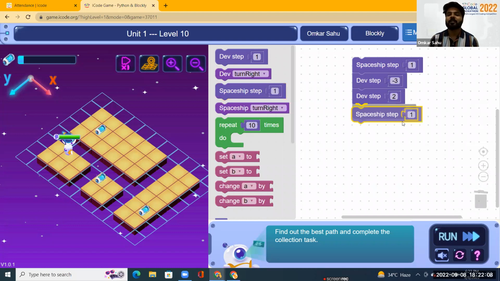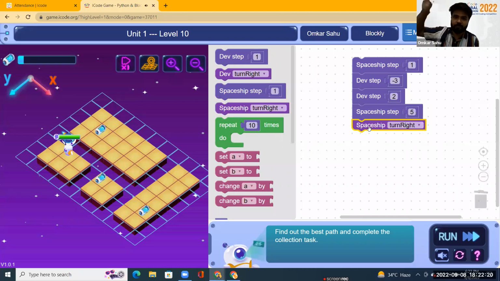Click on the spaceship. Step. How many steps? Count it. 1, 2, 3, 4, 5 steps. And then the spaceship should take a right turn because it is facing the front direction. This will be right and this will be left. So the right hand side direction it should be choosing. Post that, what will we be doing? We will be taking one step in the forward direction, like that.